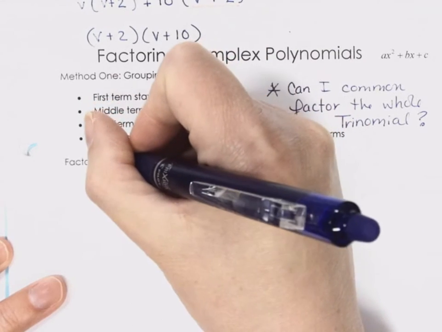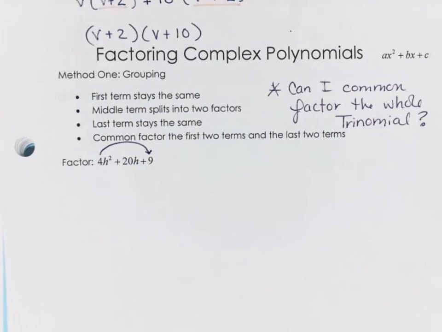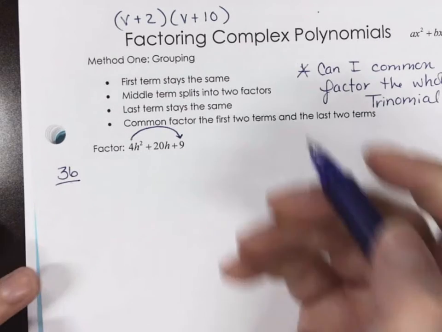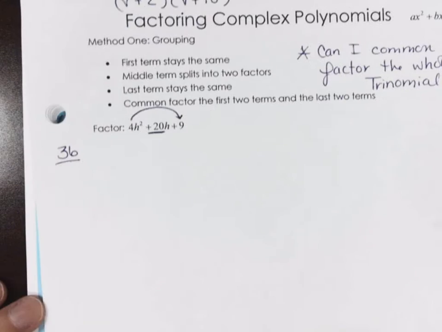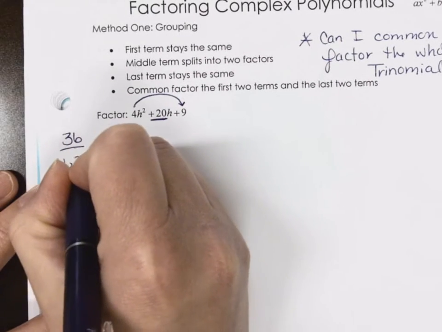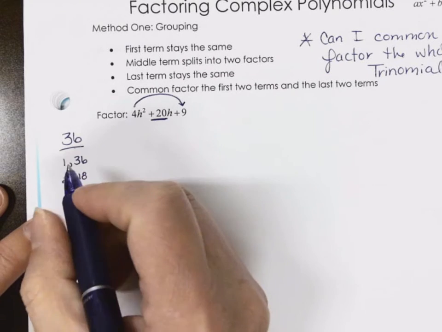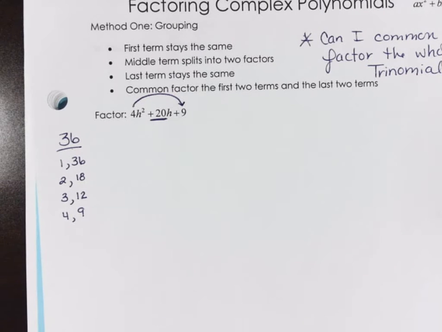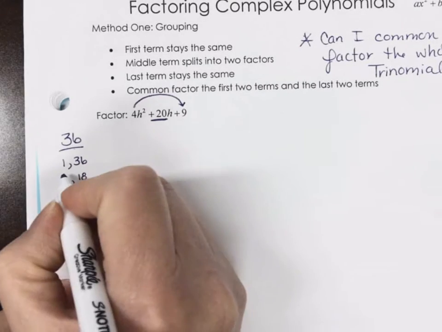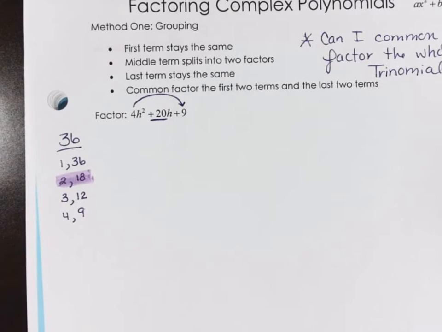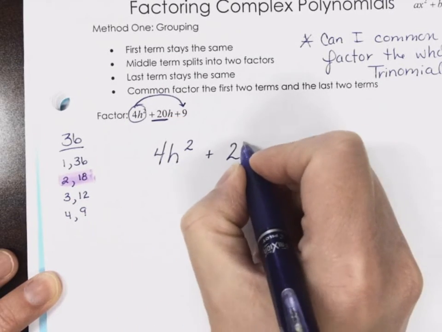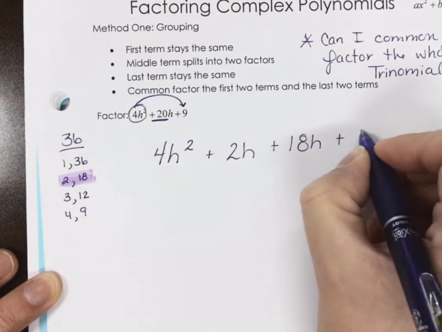So now what I do is I take the 4 and I multiply it by 9. And it's a positive 9, so I should get a positive 36. So I need the factors of 36 that are going to add up to the 20. All right, so 1 and 36, 2 and 18, 3 and 12, and 4 and 9. And really, I found it on the second one. You guys would agree, I found it on the second one. I didn't need to keep going. Okay, so we're going to rewrite the trinomial again. You keep the first term, so it's 4h squared plus 2h plus 18h plus 9.